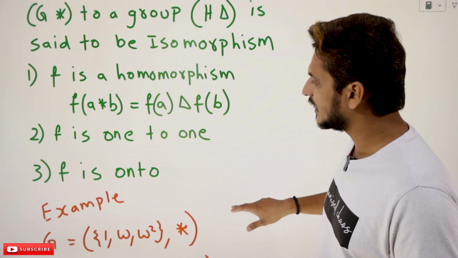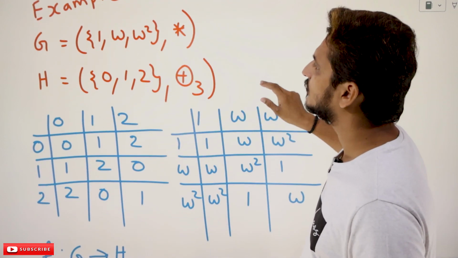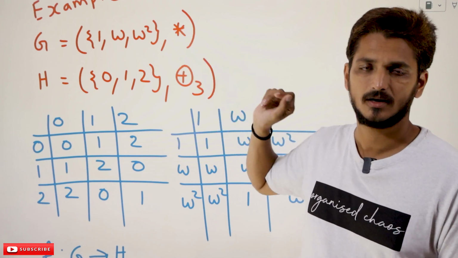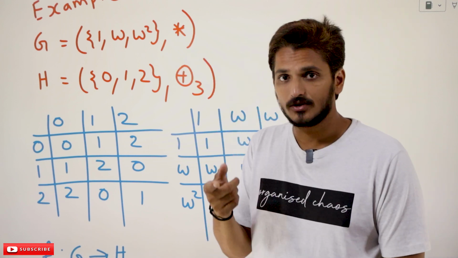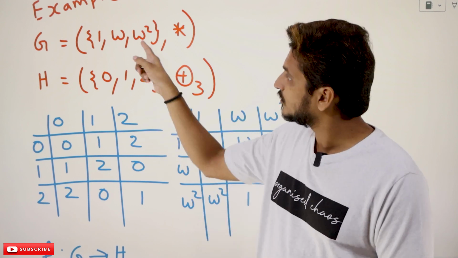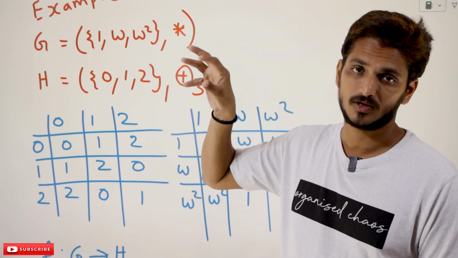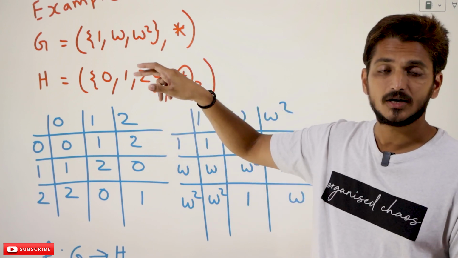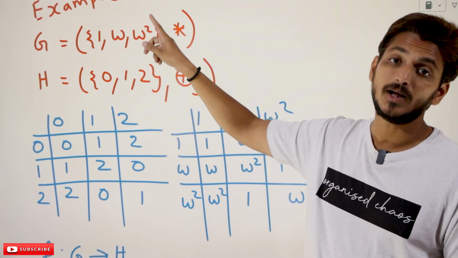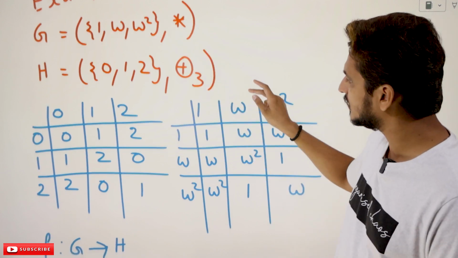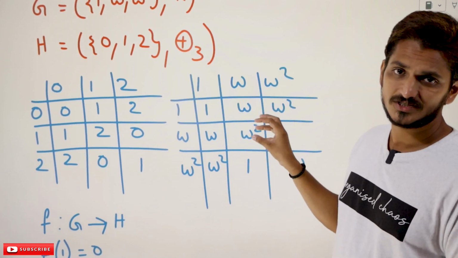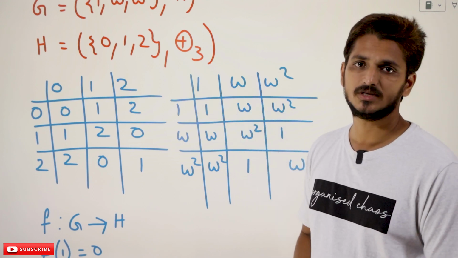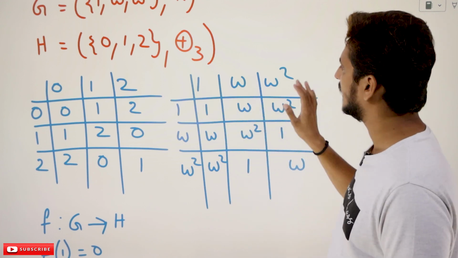With an example, you are going to get clarity. Let's take the example G = {1, omega, omega square} on the multiplication operator. This is a group which we already discussed in our last classes. 1, omega, omega square means cube roots of unity on the multiplication operation. This is how the table looks. How we got this table was discussed in our previous classes, so we are not going to do it again.